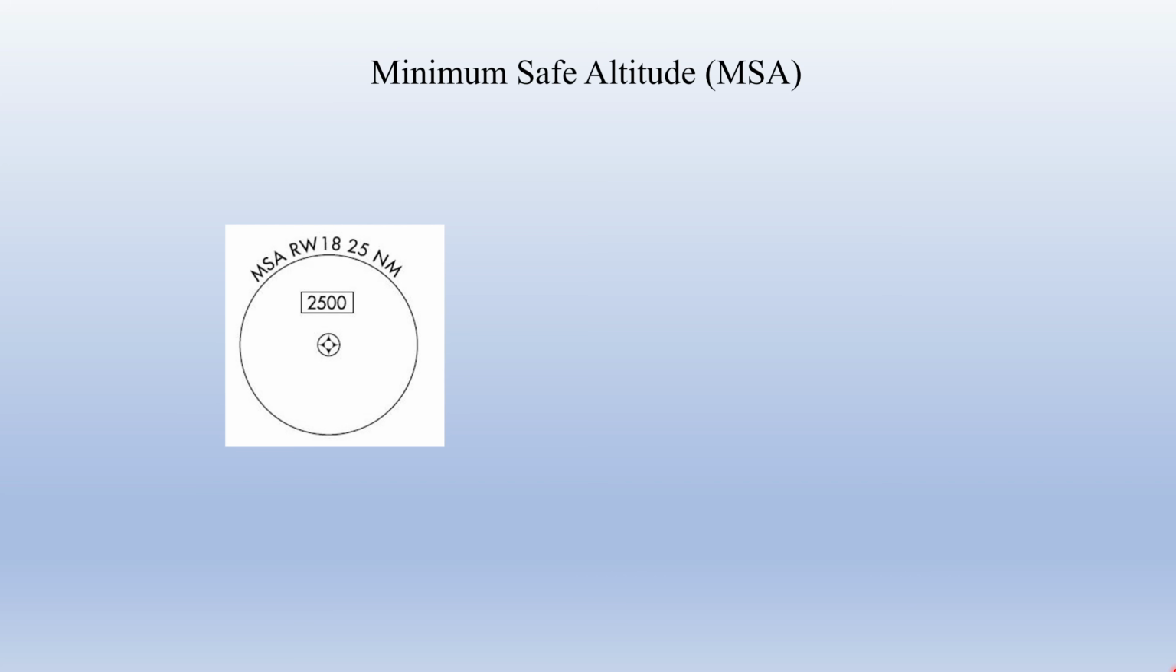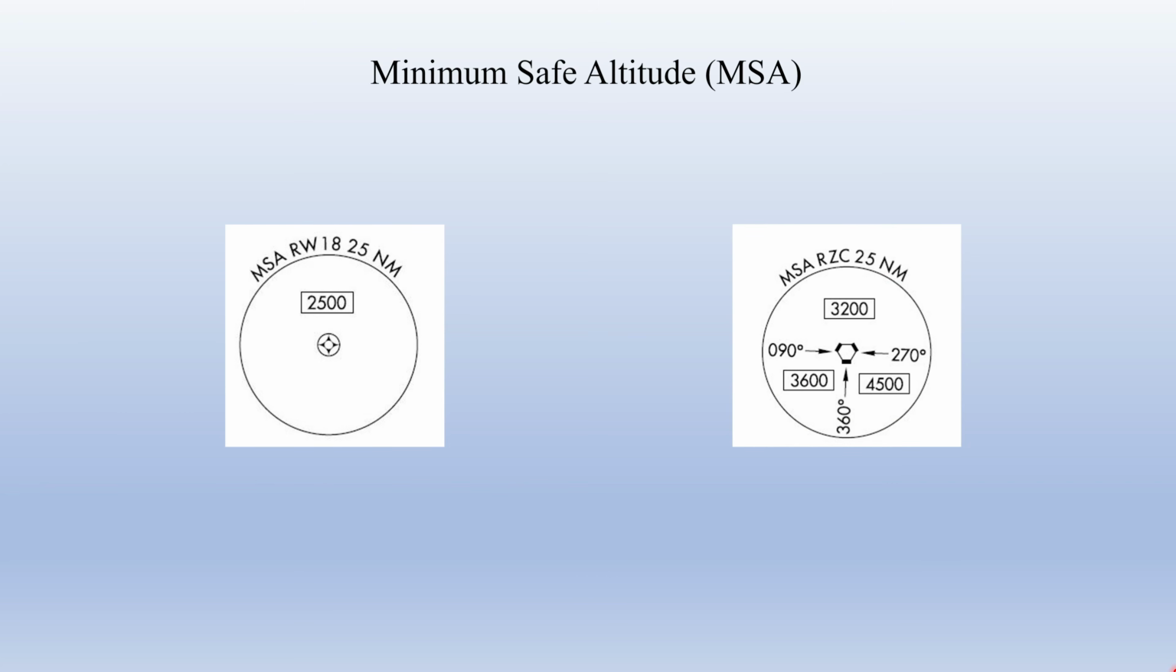This distance is usually 25 nautical miles, but may be as large as 30 nautical miles. The MSA guarantees that you will be at least 1,000 feet above the highest obstacle when you're in the MSA area. A chart can have more than one MSA. In fact, it can have up to 4. In these cases, the MSA circle will be divided into sectors off the MSA fix based on headings to that fix.